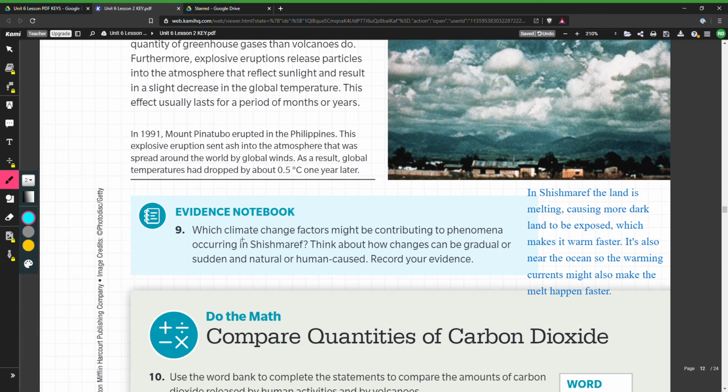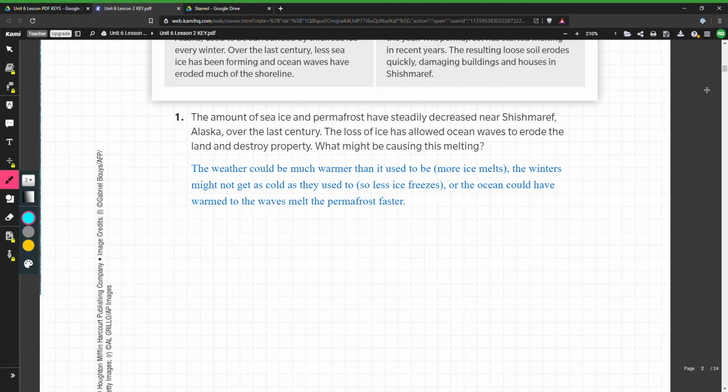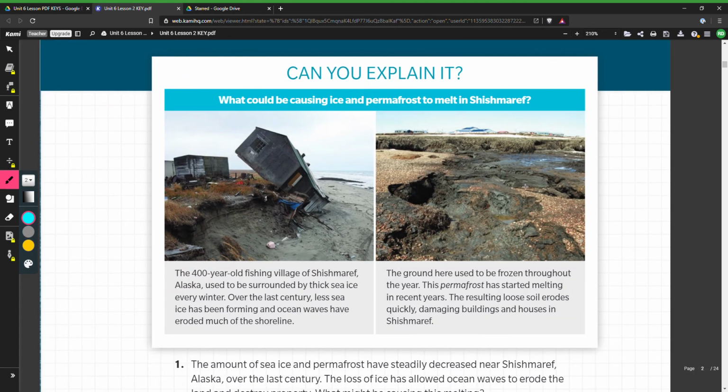Anyway, this asks what factors might be contributing to the phenomenon at Shishmaref, which is that town from above. What you have happening, way back at the beginning, is you had all this land that was frozen and it was ice. Then, because it's getting warmer everywhere for a lot of different reasons, this ice is melting. Maybe it's just hotter, maybe it's just not as cold, but the ice is melting.